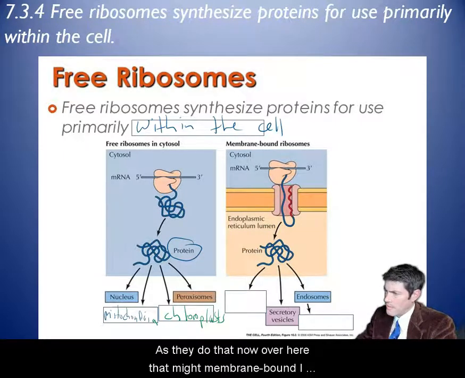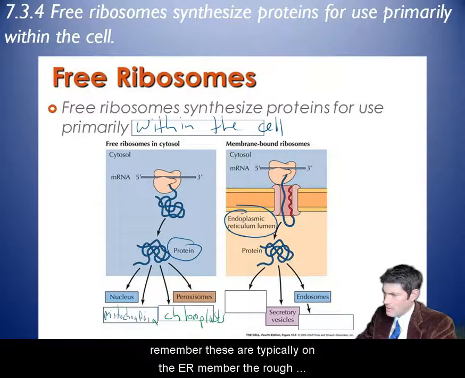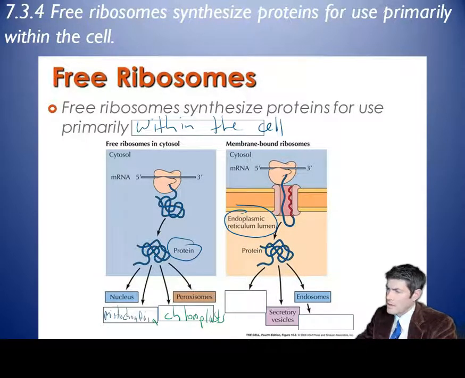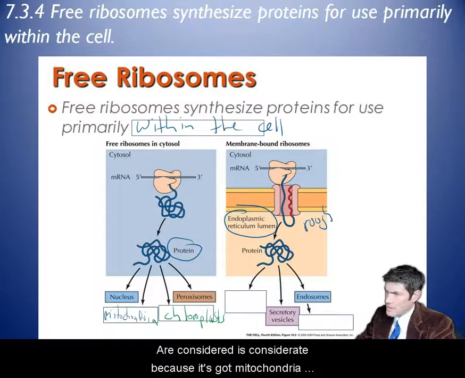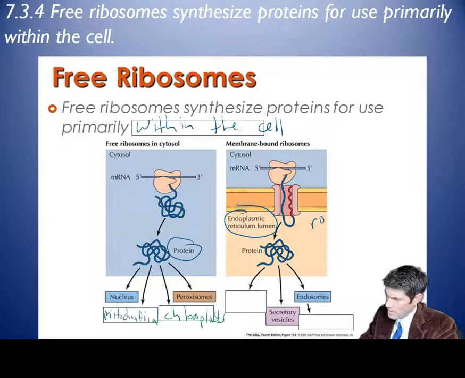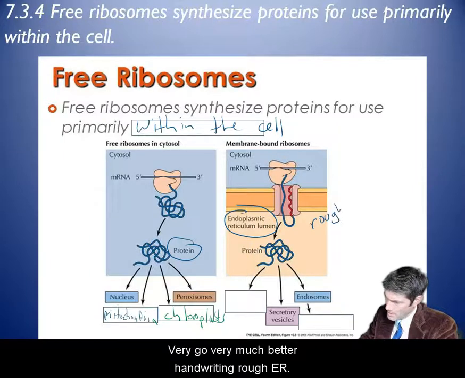Now over here, the membrane bound. Now remember, these are typically on the ER. Remember the rough ER and the smooth ER. So the rough ER is considered rough because it's got ribosomes all over it. So there we go. Much better handwriting.